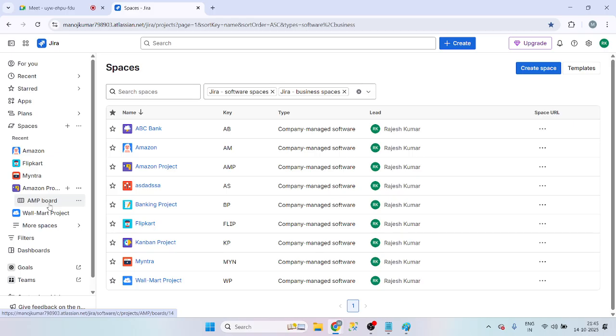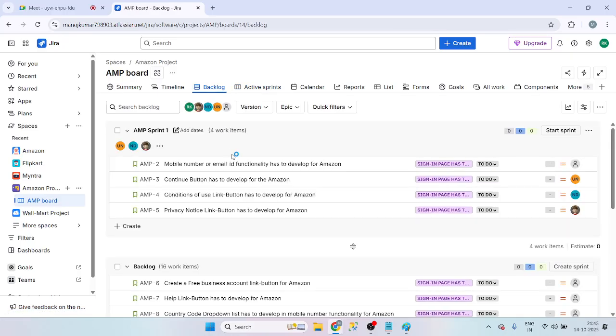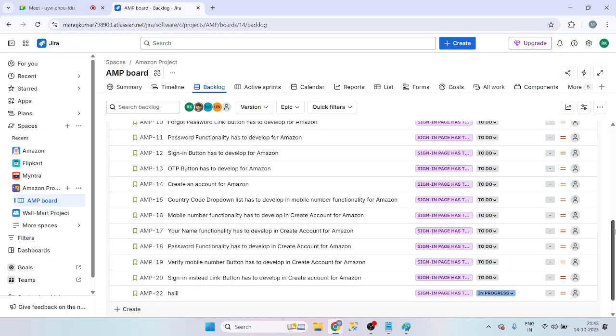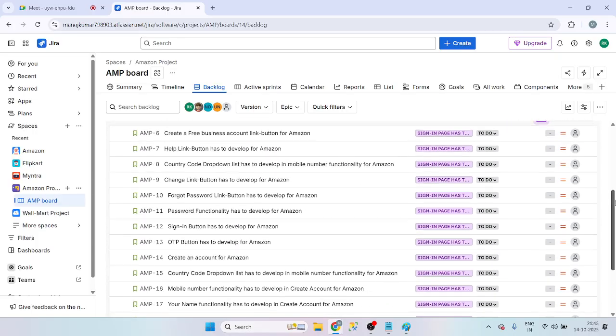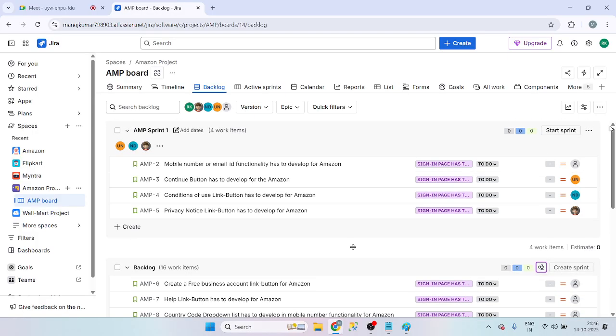Just consider this is my Amazon project. We have some tickets. That requirement is called a ticket. That is another name for requirement: ticket, user story, or requirement. Everything is the same. I will teach you end to end how to write all these requirements and how to work on this Jira tool from scratch. Today also we are learning from scratch.